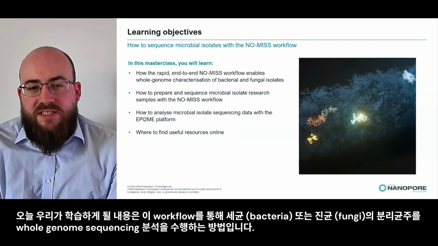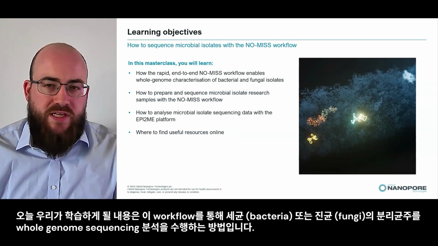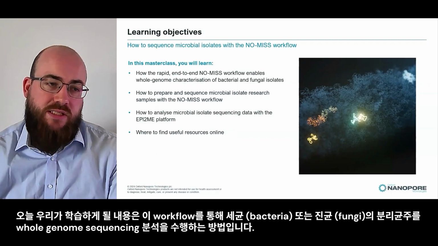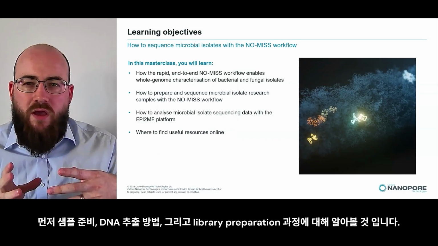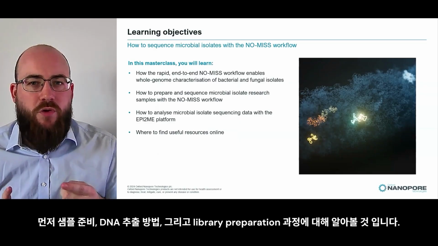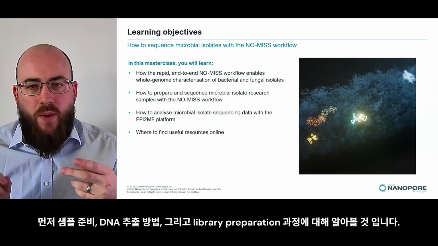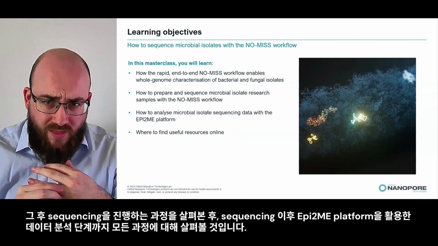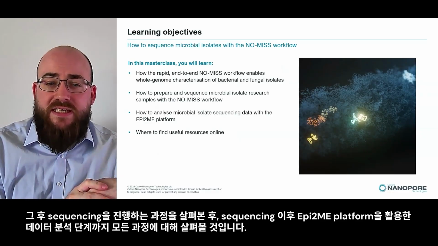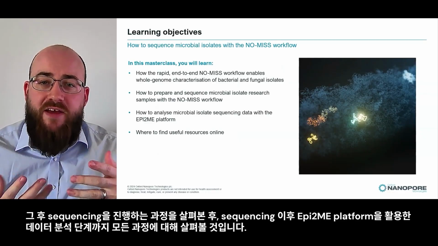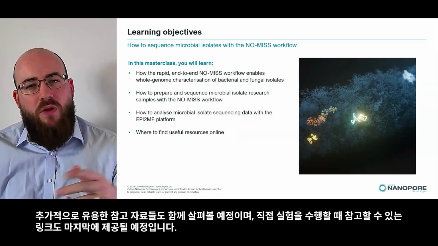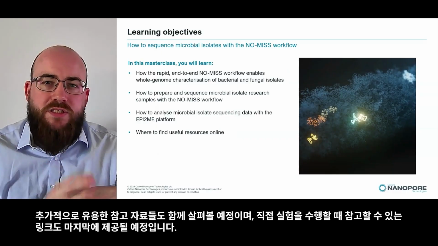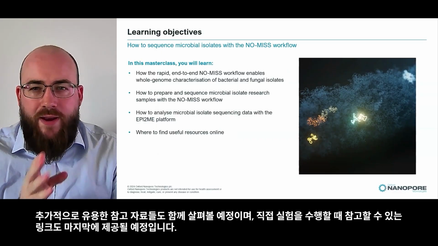Now, hopefully what we'll learn today is how this workflow is going to enable you to do whole genome characterization of either your bacterial or your fungal isolates. We're going to walk through every step, okay? We're going to go from your sample preparation. We're going to talk about how we're going to do our extractions. We're going to talk about what library prep we're going to use. We're going to talk about how we're going to sequence it. And then once we're sequencing, Chris is going to take over and talk you through using the Epitome platform to do your data analysis. And then we'll also look at a load of helpful resources. There'll be links at the end for these, for when you go in to do this yourself and you're trying to look back and think, right, what extra do I need to know?